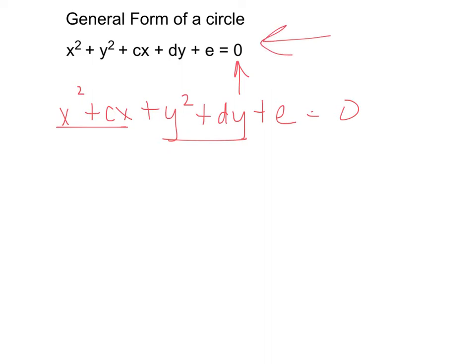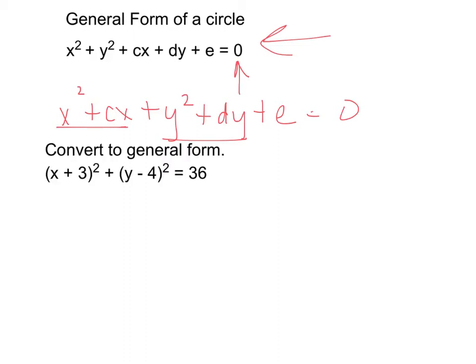However, if you have general form, you can convert that to center radius form, and you can also convert center radius back to general form. Let's do that one first. Okay, so we have this problem in center radius form and we want to convert it to general form. You simply FOIL it out.